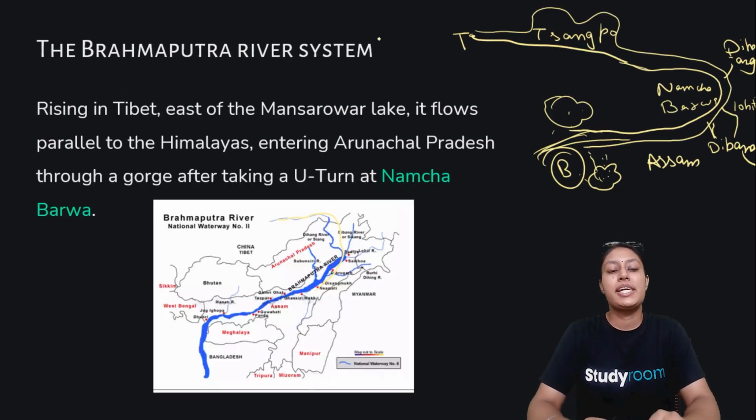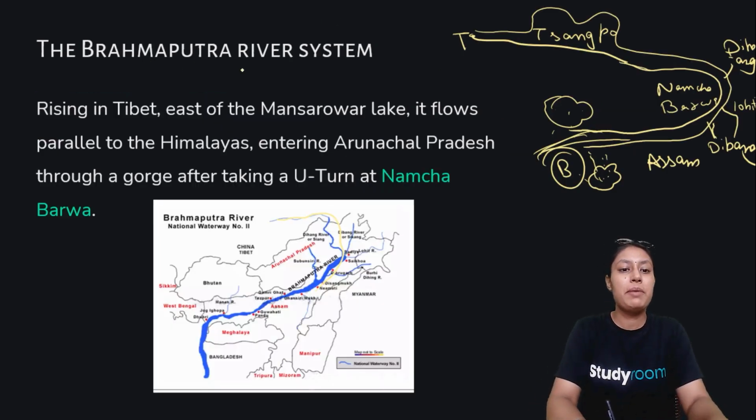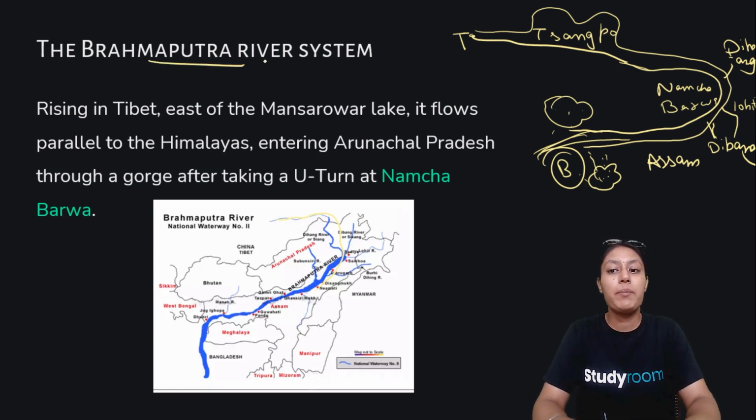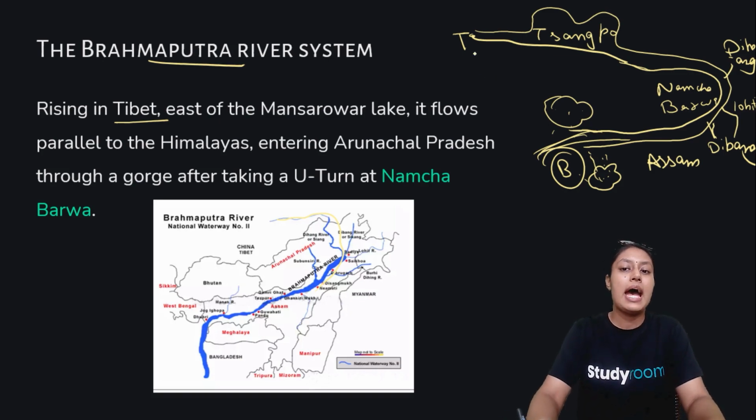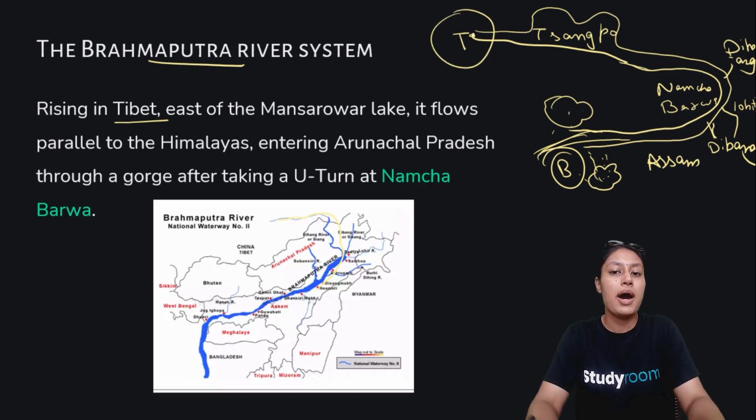Now, we will be studying a very beautiful river, the Brahmaputra River. Its origin is from Tibet, same as Indus, from Mansarovar Lake. In Tibet, it's called Tsangpo. Then it moves further towards the Indian side, and it flows parallel to the Himalayas.